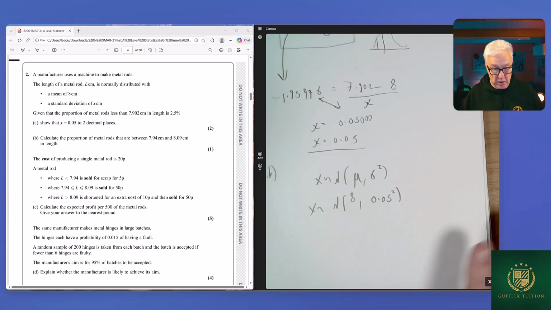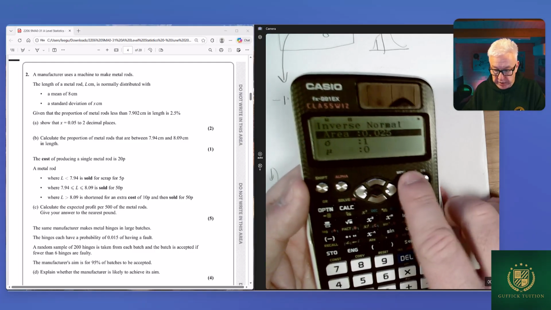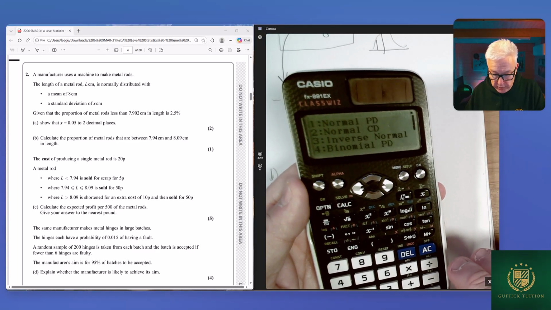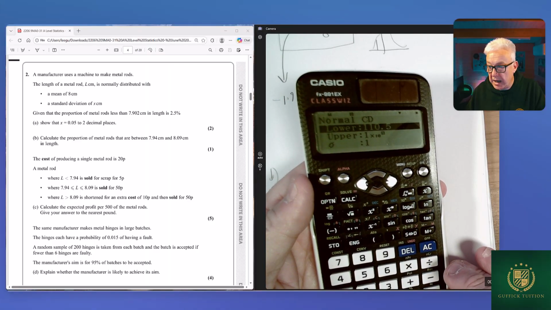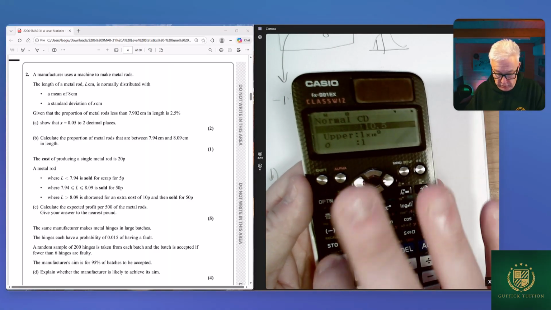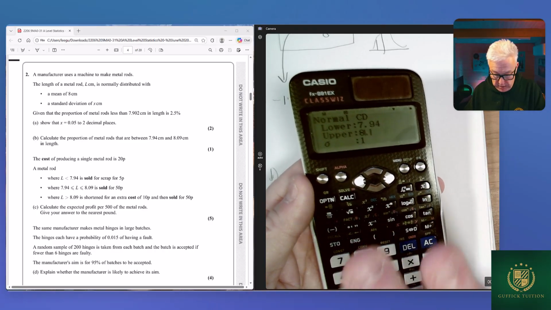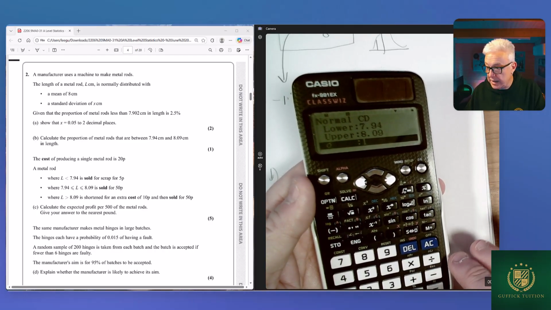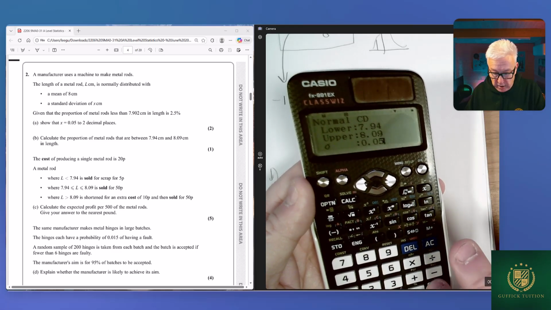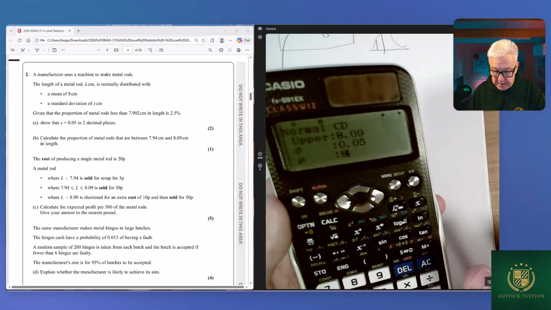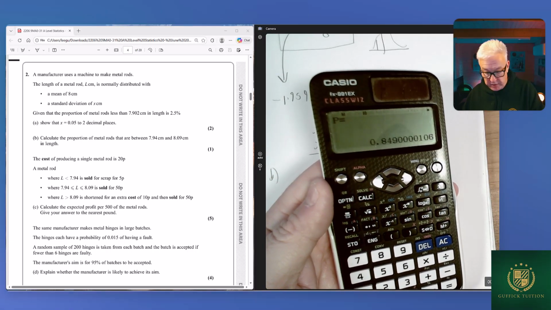From that we can work out the proportion that are in between these values. We don't want the inverse normal anymore. We want the regular normal distribution, normal CD. Our lower is going to be 7.94, and our upper is going to be 8.09. Our standard deviation is 0.05, and our mean from before was 8.